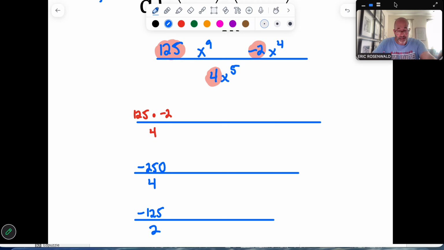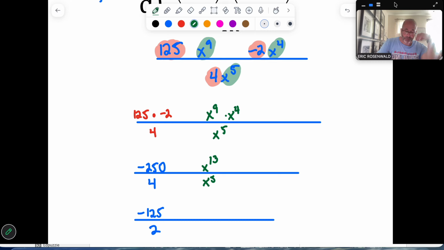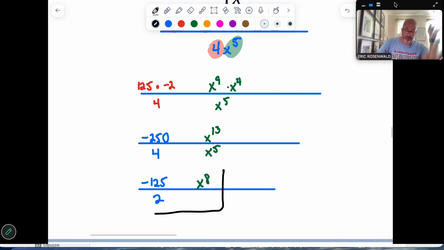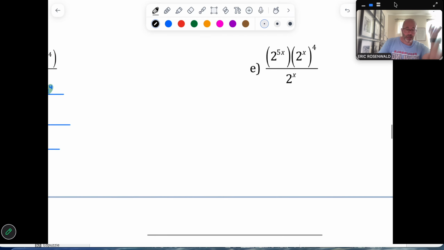Now let's deal with our x's here, okay? There's 9 right here, there's 4 right here, and there's 5 right here. I'm just going to move them so we can see them all together. There's 9, there's 4, and there's 5. Well, on the top, there's a total of 13, and on the bottom, there's a total of only 5 still. Who wins this battle, right? The top does. There's 8 more on the top than there are on the bottom. So then this is your final answer. All right, next one.